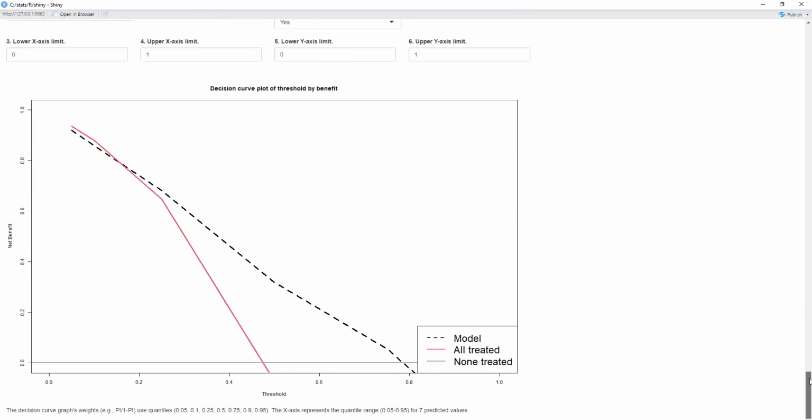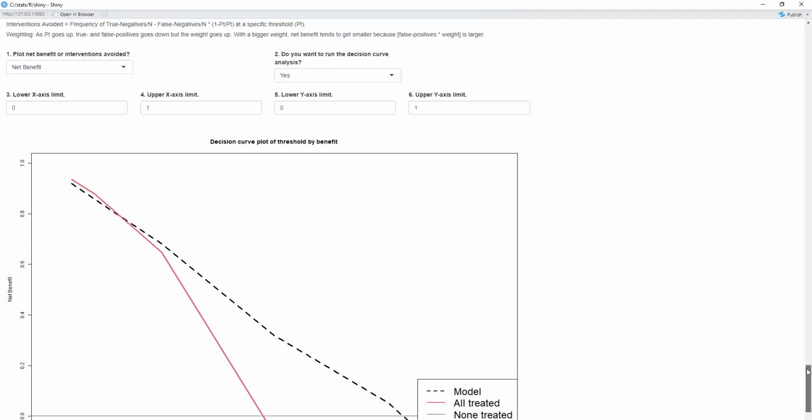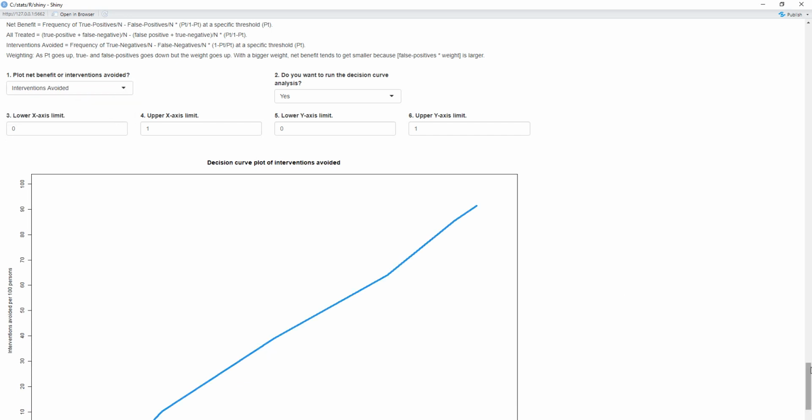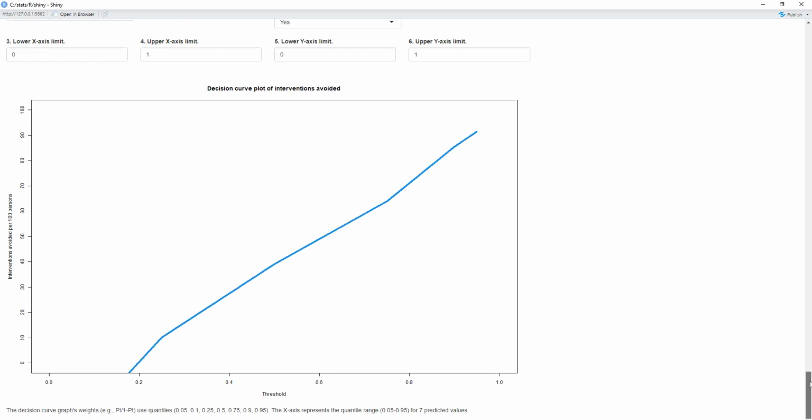Okay, so that produces the decision curve analysis, and if we want to know what it's like for interventions avoided, we switch to that, and that gives us that decision analysis. And so that is it.